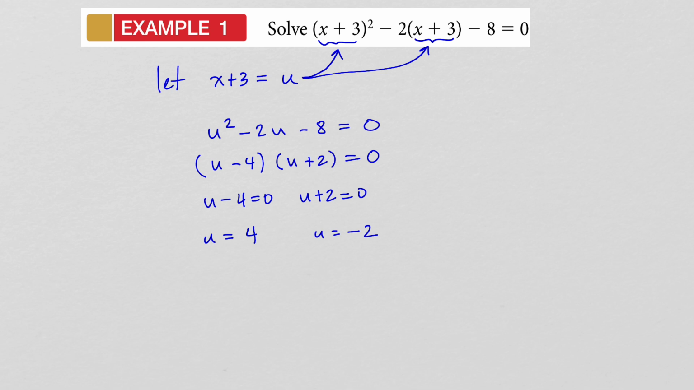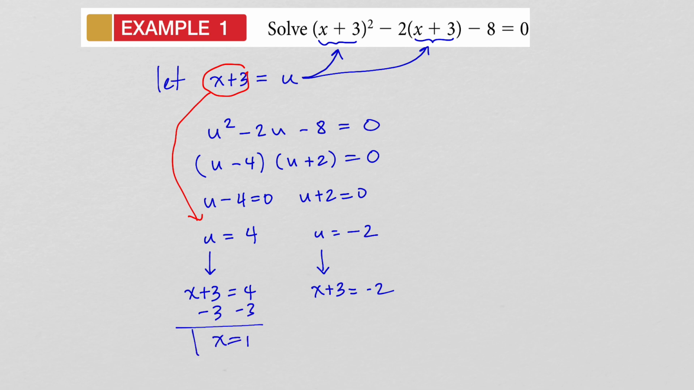Because we're solving for x in the beginning, and u is equal to x plus 3. So I have to put x plus 3 back in for u. So x plus 3 is equal to 4, and also here x plus 3 is equal to negative 2. And now by subtracting 3 from both sides, I get one solution is 1, and the other solution is negative 5. Now notice we're getting the same solutions, but a different method.